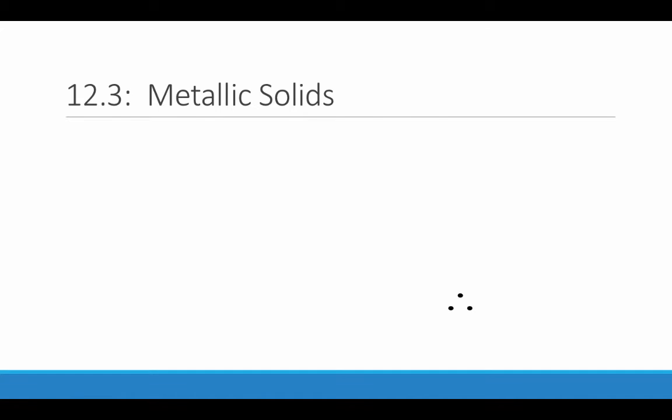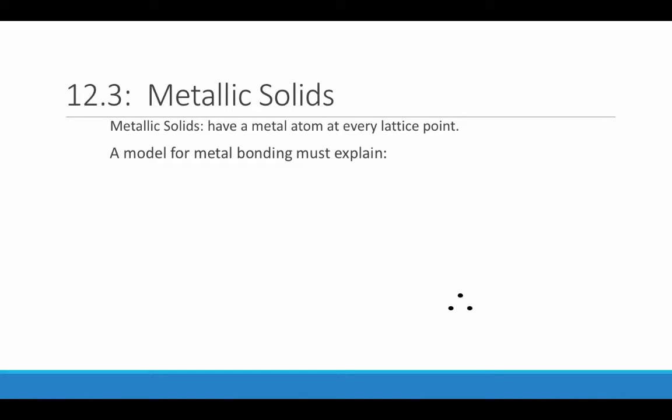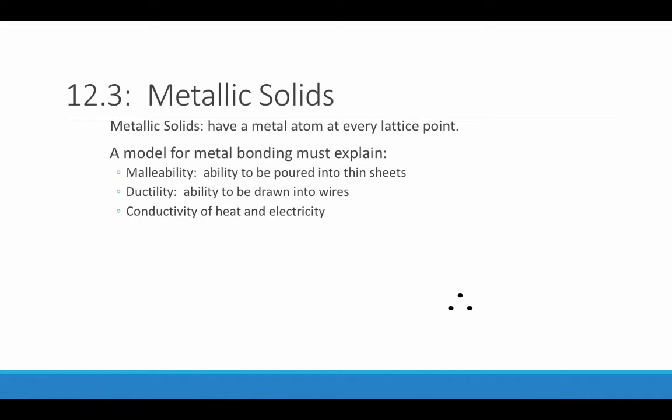Let's start with metallic solids. A metallic solid must have a metal atom at each of its lattice points. Metallic solids actually exhibit a type of bonding we have not yet discussed. It's called metallic bonding. Let's consider what a model for metallic bonding must explain. A model must explain the fact that metals are malleable, meaning they can be pounded into thin sheets, that they're ductile, able to be drawn into wires, that they're conductive of heat and electricity, that they're durable, and that they have high melting points. So a successful model will explain all of these things.